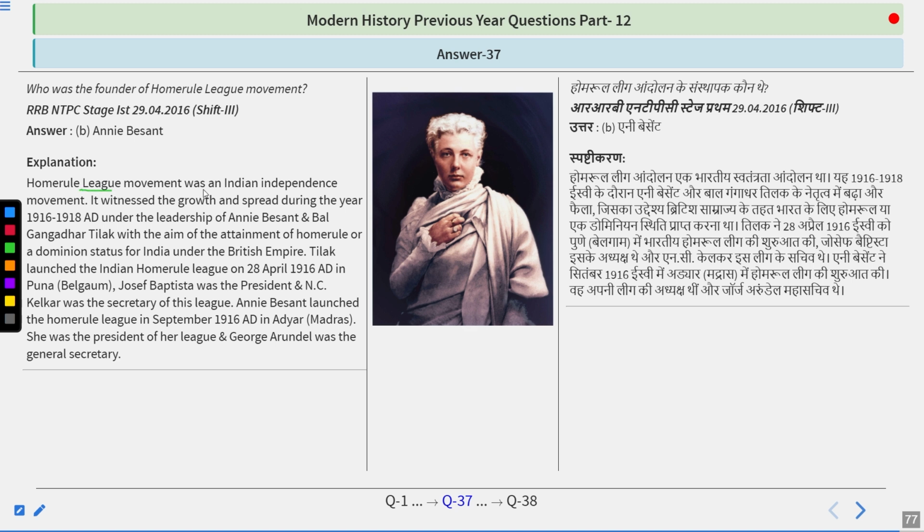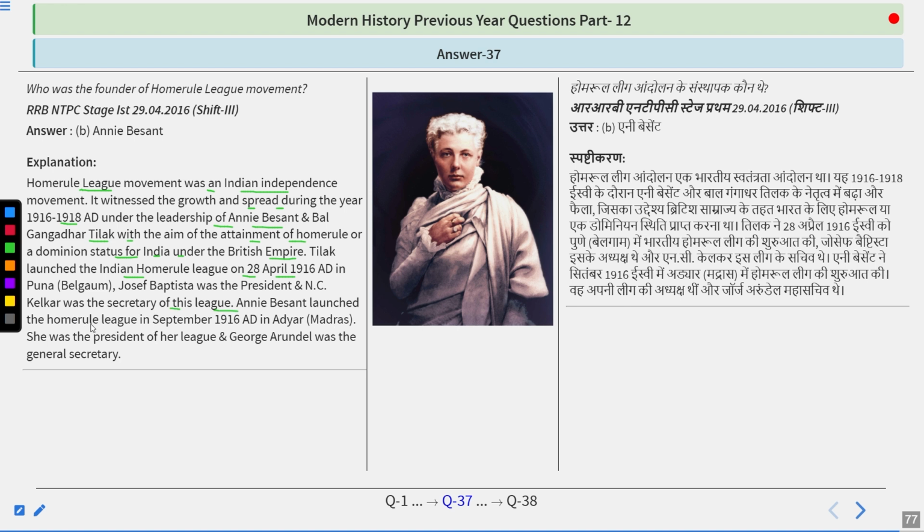Home Rule League movement was an Indian independence movement. It witnessed the growth and spread during the year 1916 to 1918 under the leadership of Annie Besant and Bal Gangadhar Tilak, with the aim of the attainment of home rule or a dominion status for India under the British Empire. Tilak launched the Indian Home Rule League on 28th April 1916 in Pune. Joseph Baptista was the president and N.C. Kelkar was the secretary of this league.